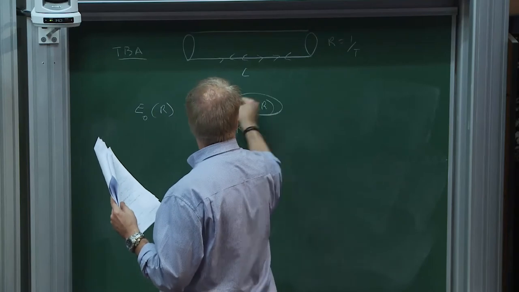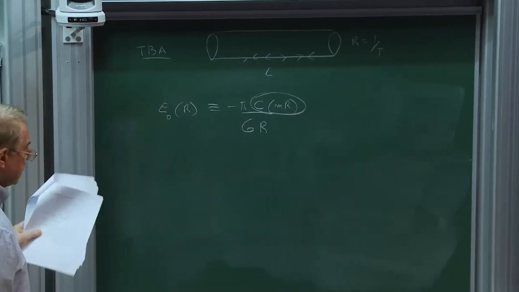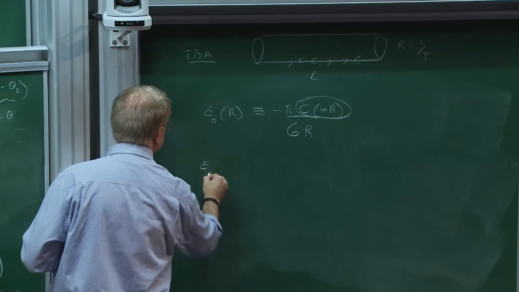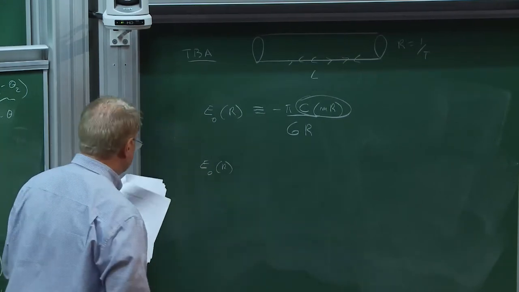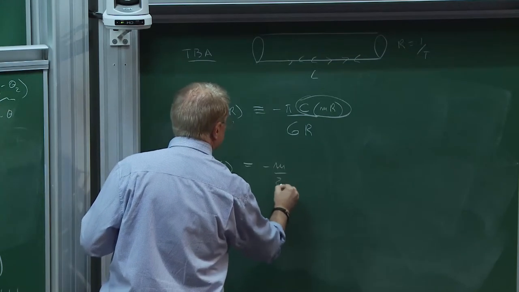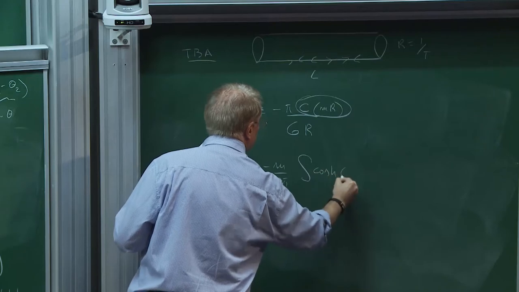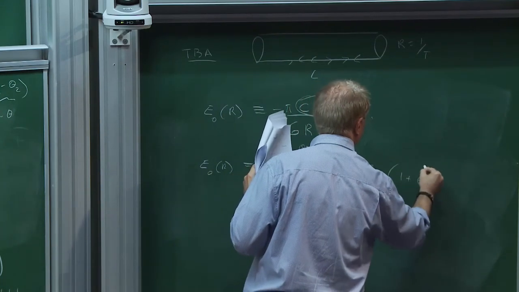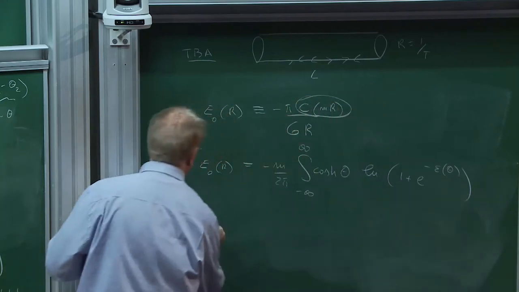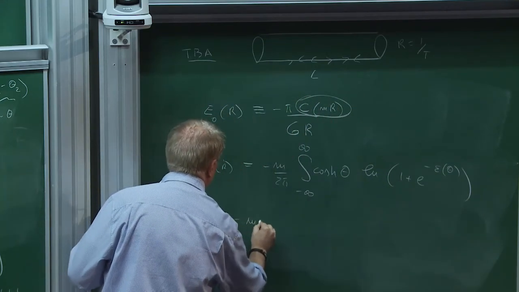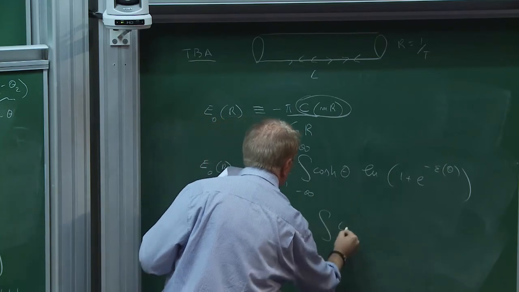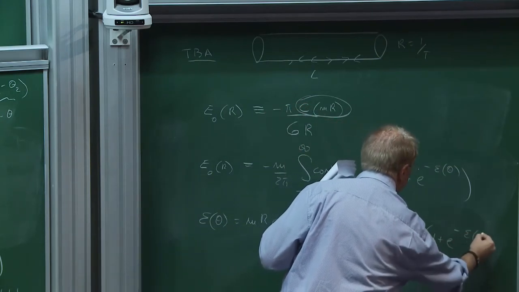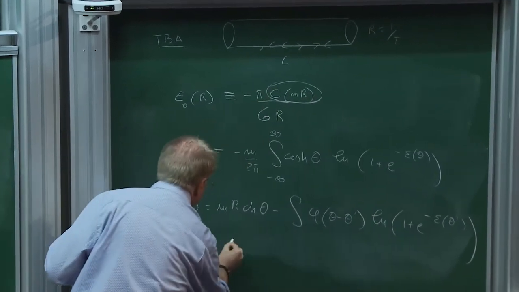In terms of what is called the effective central charge. So this is the standard normalization of conformal field theory. And then there is a set of equations, integral equations, which compute the ground state energy. I'm going to write it, and then I will comment.